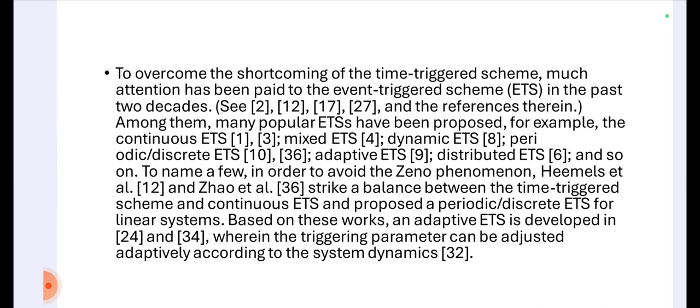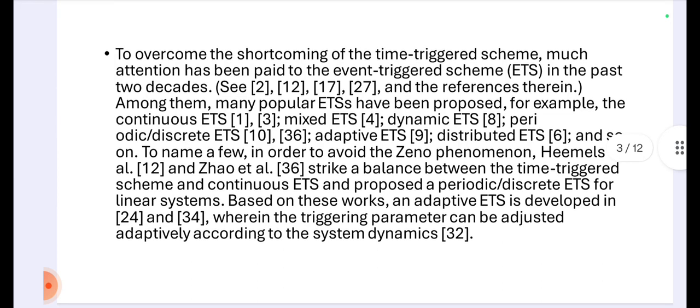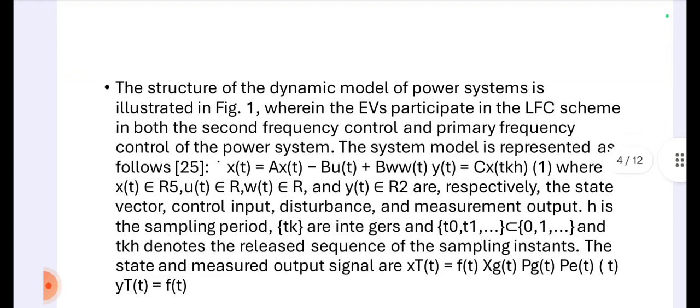In order to avoid a Zeno phenomenon, Hummels and Zhao et al. strike a balance between the time-triggered scheme and continuous ETS and proposed a periodic discrete ETS for linear systems. Based on this work, an adaptive ETS is developed in [24] and [34], wherein the triggering parameter can be adjusted adaptively according to the system dynamics.